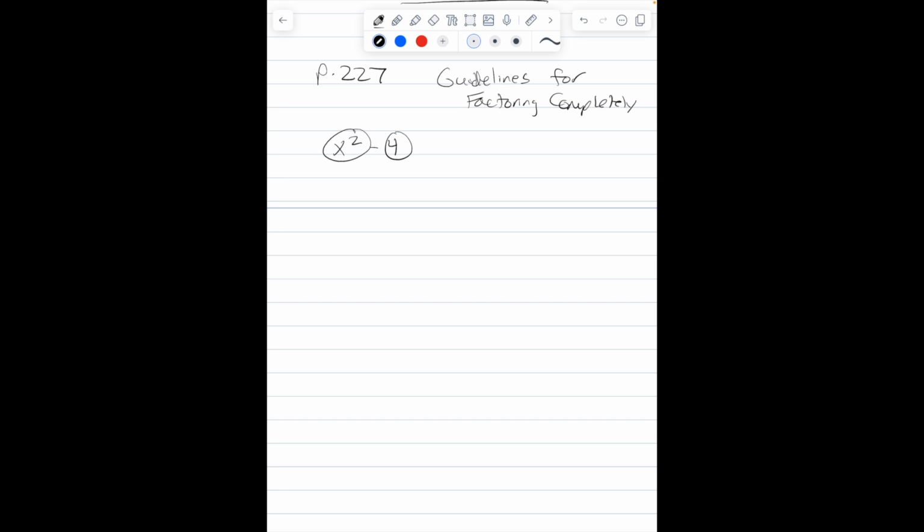If each binomial or trinomial factor you've come up with is prime and you can't factor anything else out, that's what prime means, then you can just check your work. Multiply all the factors that you have on your last line of work and see if you don't end up back at the starting problem. If you do, then you've done it correctly. That's just handy on page 227.